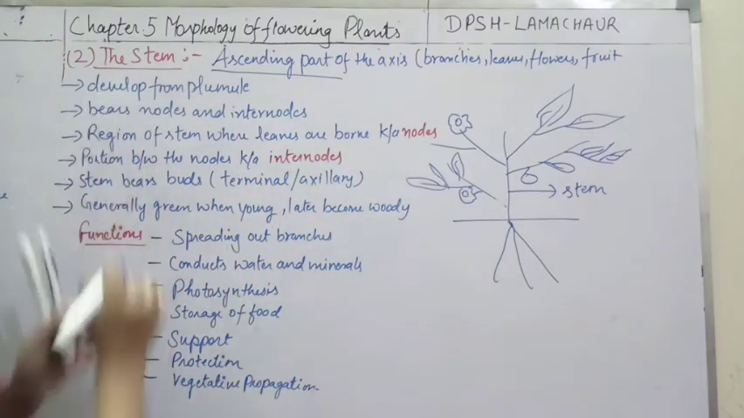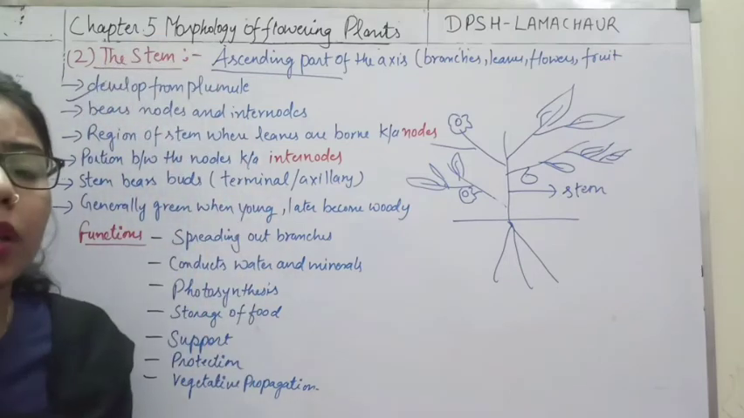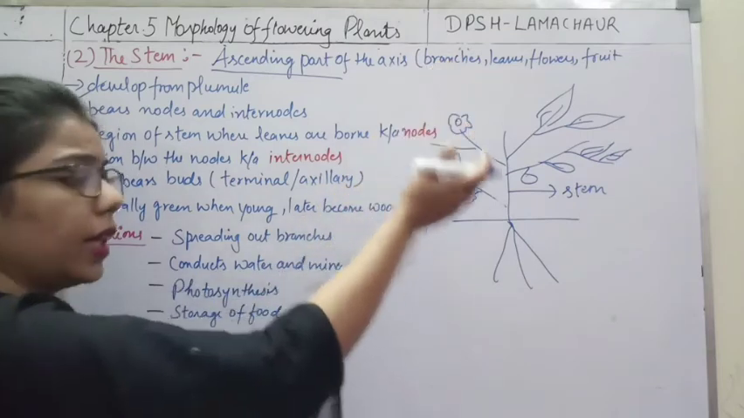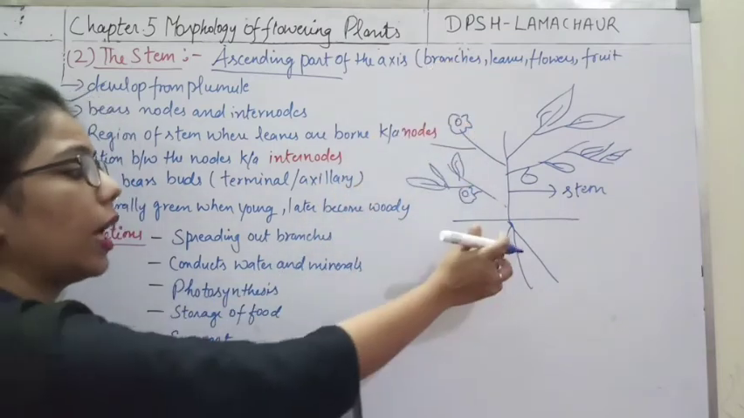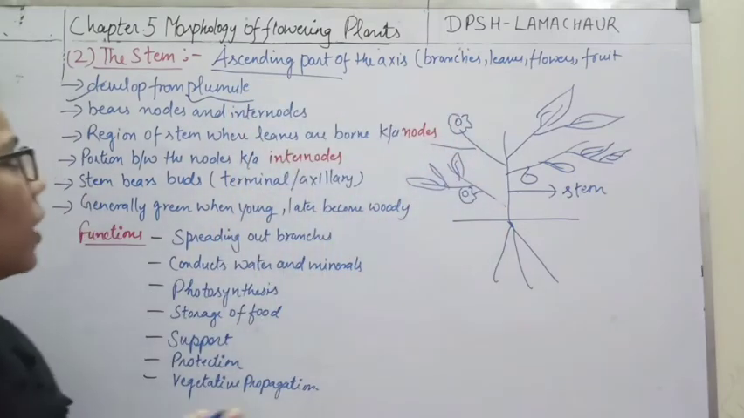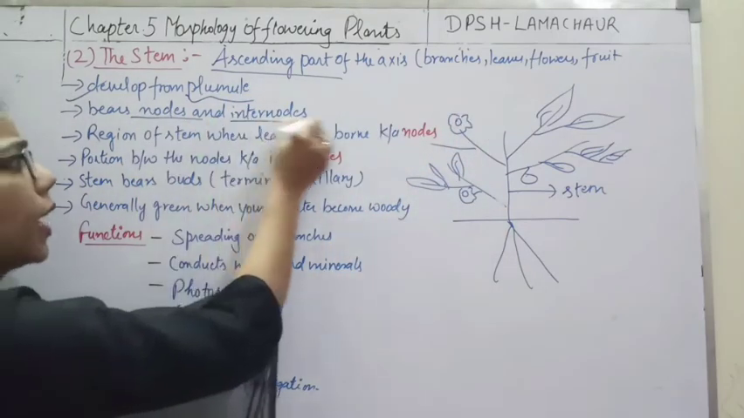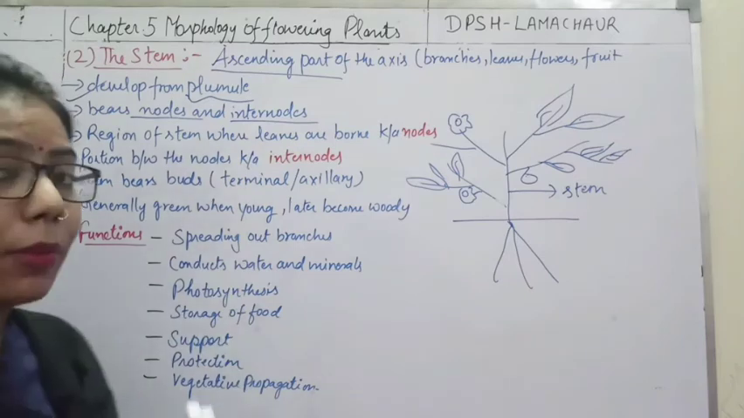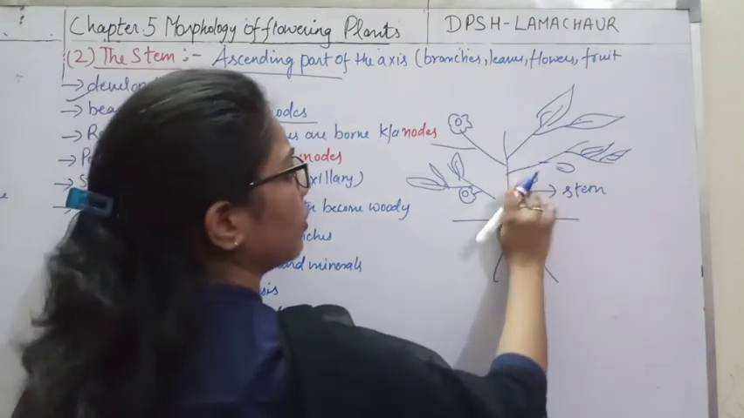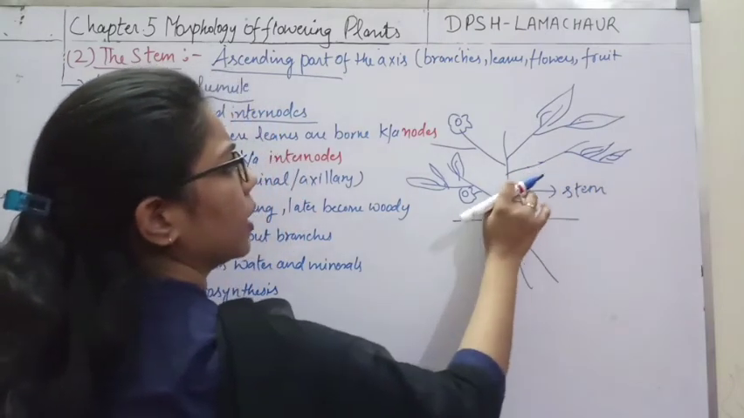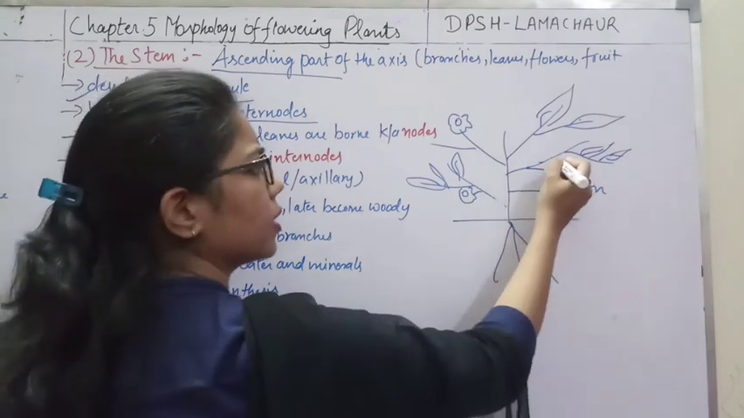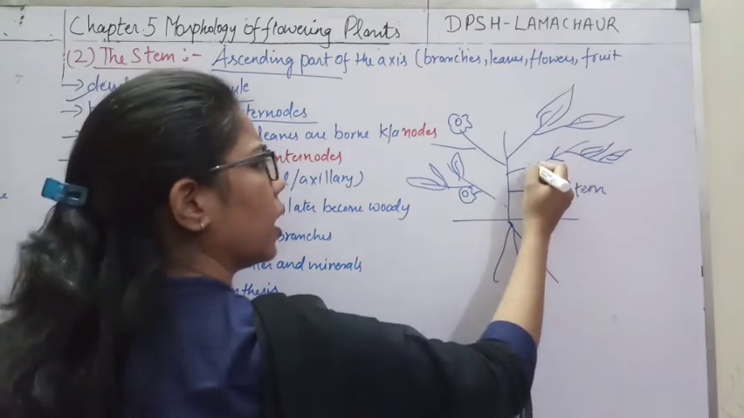Right, and another point is that it develops from the plumule. The plumule is what will give rise to the upper part. The radicle gives rise to the root and the plumule gives rise to the stem of the plant. Another thing, it bears nodes and internodes. What is the meaning of node and what is the meaning of internode? If I draw the nodes here, in the stem a different structure is present, a structure which will give rise to another branching.